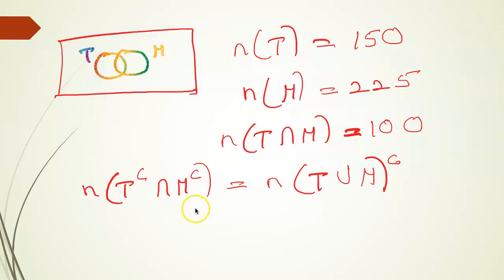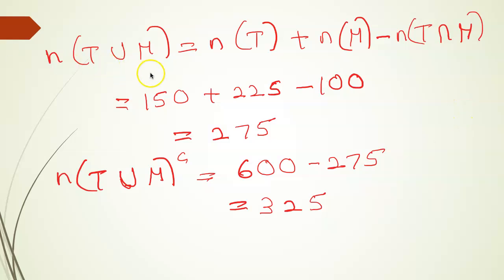Now we need to find the number of students who drink neither tea nor milk. That is, I need to find the number of elements in T complement intersection M complement. That is, by De Morgan's law, it is number of elements in (T union M) complement. Now what is number of elements in T union M? It is number of elements in T plus number of elements in M minus number of elements in T intersection M. So substituting, you get it as 275. So number of elements in (T union M) complement will be 600, that is the total number of students, minus 275, which is 325.